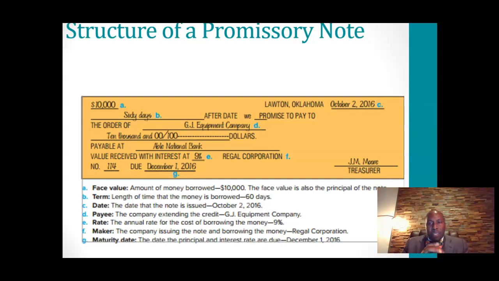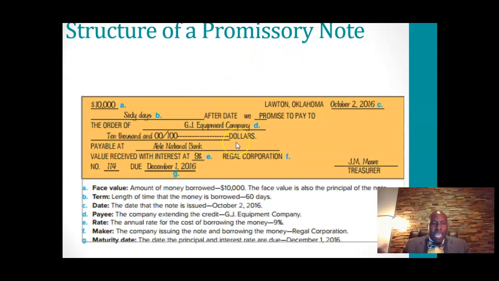When you think about a promissory note, this is a legal binding document where you promise to pay. So in this case, we promised to pay after 60 days. The amount borrowed was $10,000 to GJ Equipment Company, payable to National Bank, interest rate at 9%. It was issued on October 2nd, 2016, due December 1st, 2016.